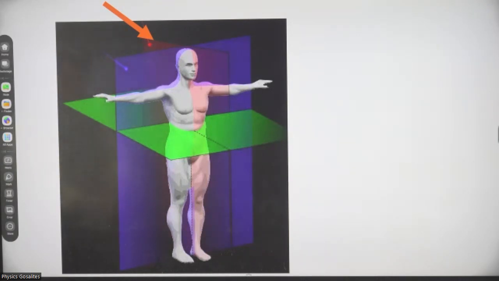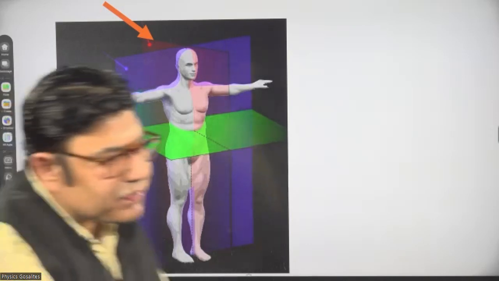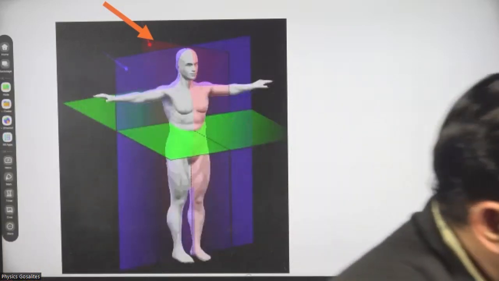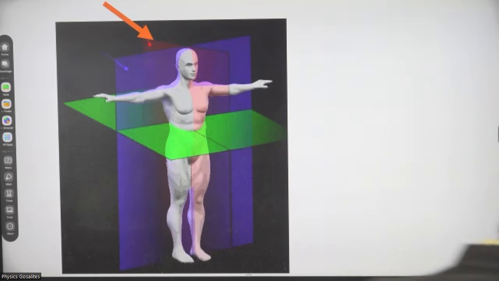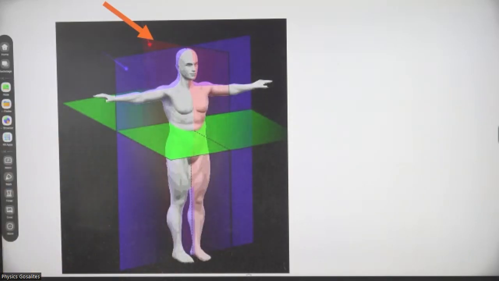What is this red plane called? Come on. What is the red plane called? Preeti has given the correct answer. If you don't have any problem with me shouting out the name, then I will shout out the names of the people who give the correct answer. And Nishal has given the correct answer, and most of you are giving the correct answer.